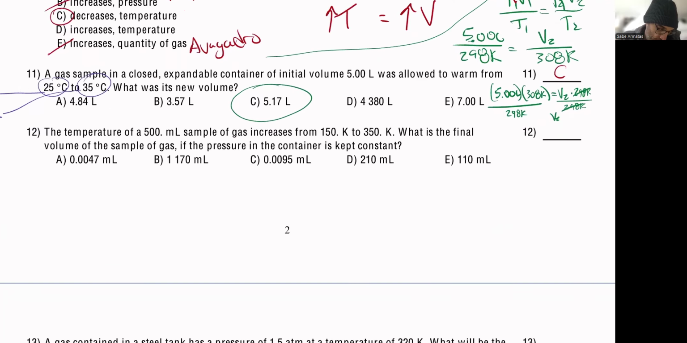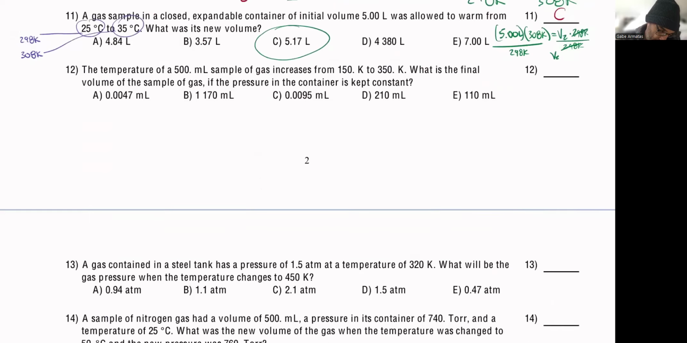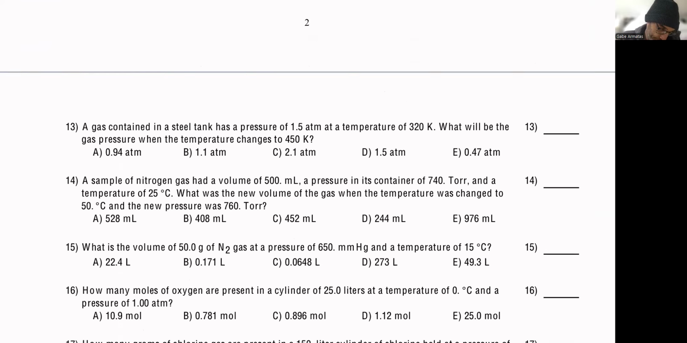Okay, off we go. Last one on this page. Let's see how many more we have. We have a handful more.